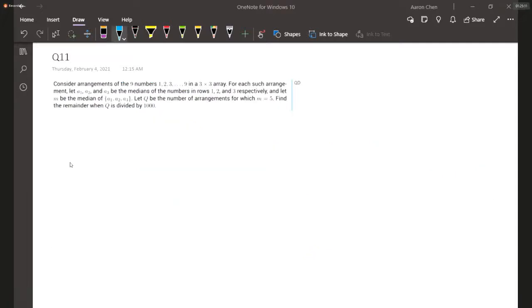All right, so I'll start going over this problem now. We want to consider the arrangements of the 9 numbers 1, 2, 3, 4, 5, 6, 7, 8, 9 in a 3 by 3 array. For each such arrangement, we let A1, A2, and A3 be the medians of the numbers in rows 1, 2, and 3, respectively. Then we let M be the median of A1, A2, A3. Basically, we want to find the number of arrangements such that M is equal to 5.